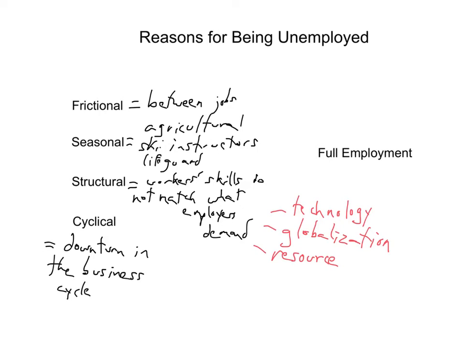Okay, again, when we have our business cycle, I'm just going to draw a little one. Here's GDP over time. And the business cycle has an up and a down, an up and a down, and up. And during these down times, unemployment goes up, and we get cyclical unemployment.